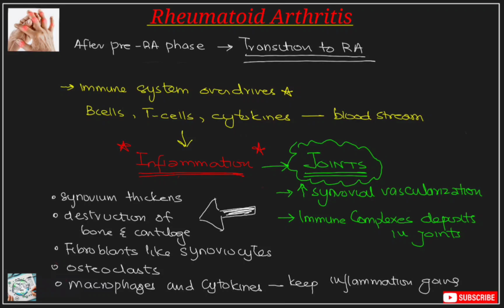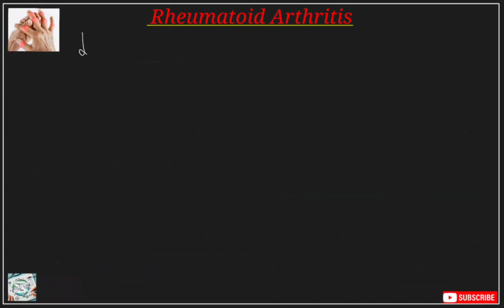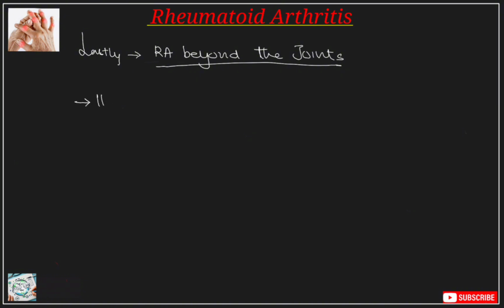So the RA is affecting the joints, but that's not all. RA is felt beyond the joints as well. The whole body feels the heat of RA. RA is far more than just a joint disease. It's an immune system rebellion that affects the entire body.